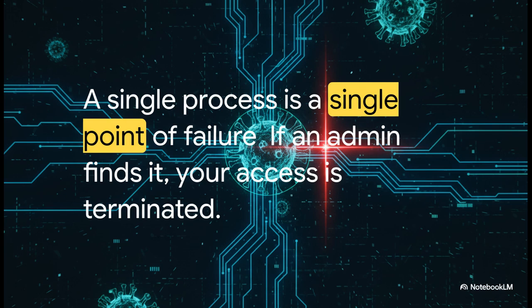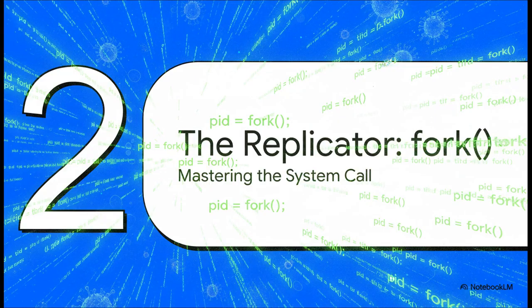If your whole operation is tied to just one single process, you've got a massive single point of failure. The second a sysadmin runs ps, spots your sketchy process name, it's game over. They kill it, and you are booted out. To survive in this environment, we can't just have one life. We need to be able to multiply. So how do we do it?